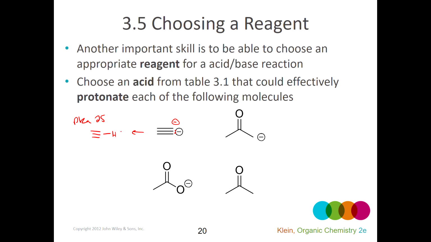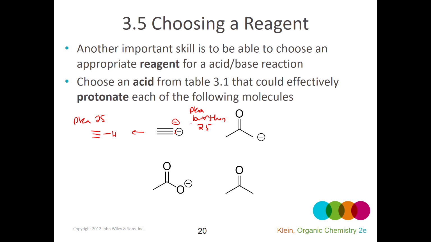So if I want to make sure that this actually happens, and I use an acid that's strong enough to put a proton on here and actually produce this product, I got to select something on the table that has a pKa lower than 25.